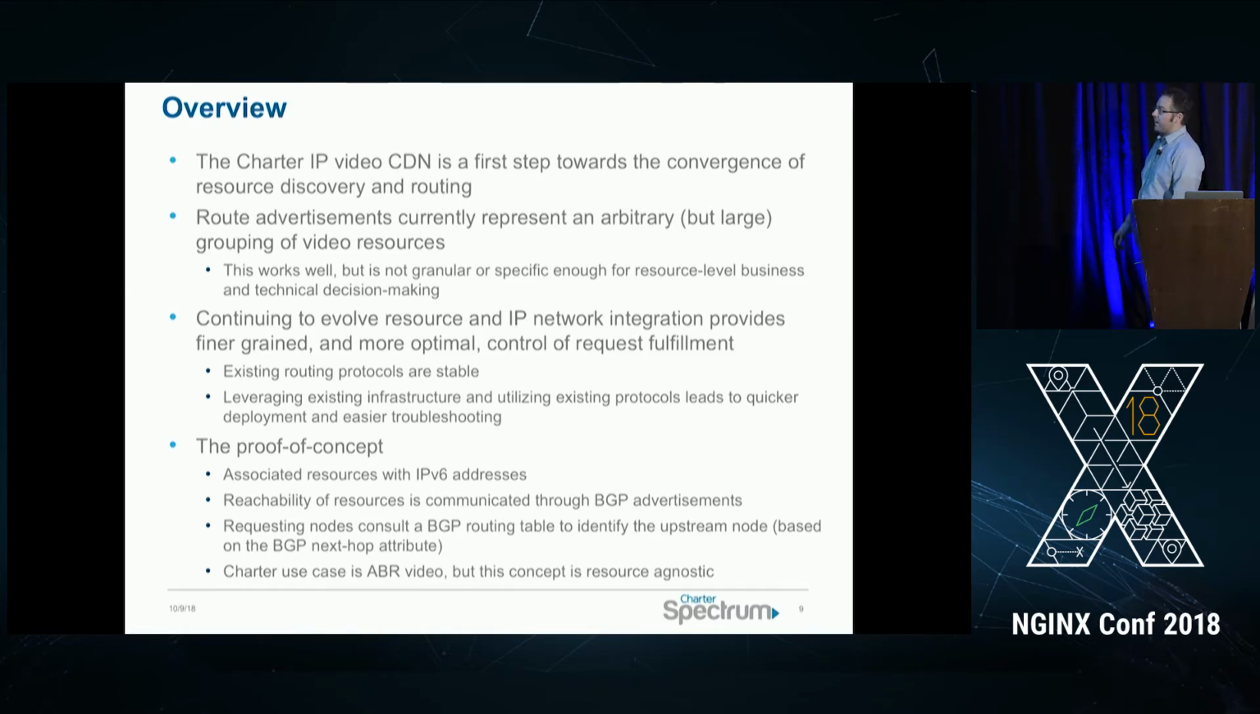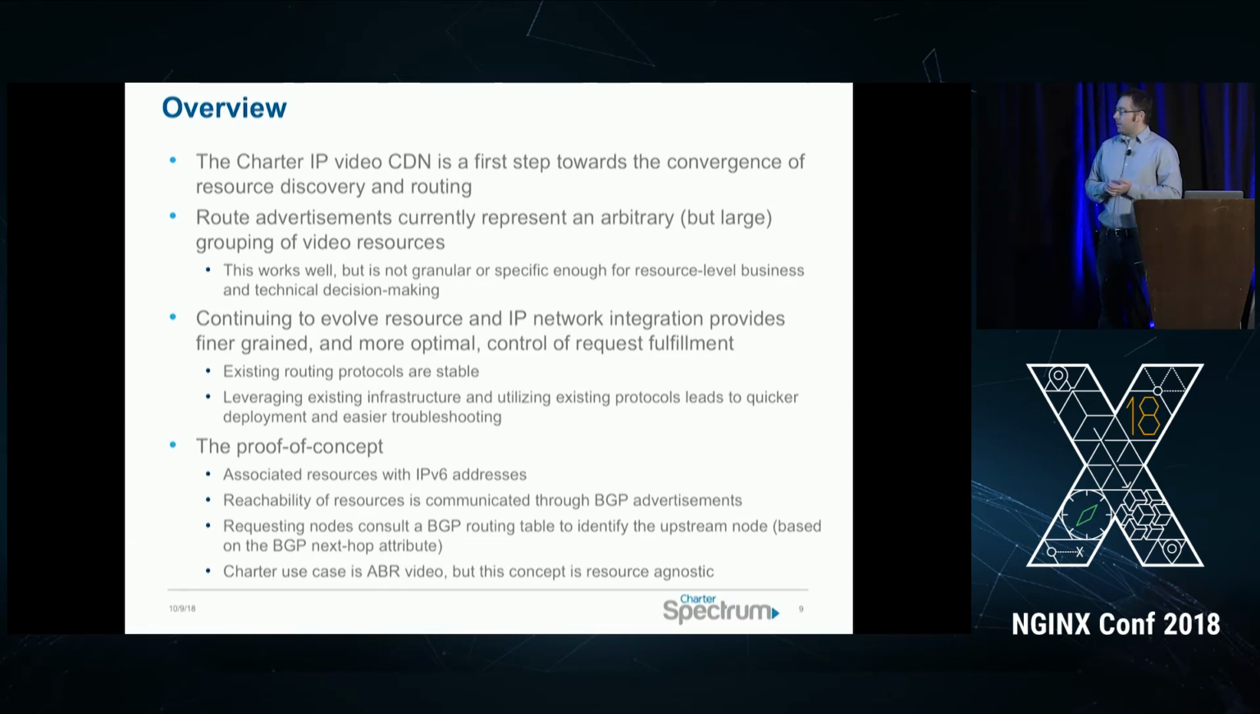So like I said, we've gotten pretty far with the CDN that we've built, but the route advertisements represented an arbitrary but large thing. In this case, it's video resources, but it could be anything. And in our case, we represent one type of video, which is linear, live video, and then another block represents VOD. And that's about it. That's the level of our granularity. It's not CNN or the Game of Thrones episodes that's coming out tomorrow. It's all of our live video. So it's not as granular as we would like. And what we found there is, if you really want to get smart about business level decisions and technical business decisions, you need to get deeper than that. It can't just be a big block of stuff.